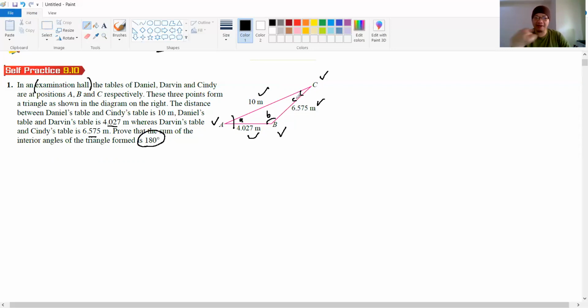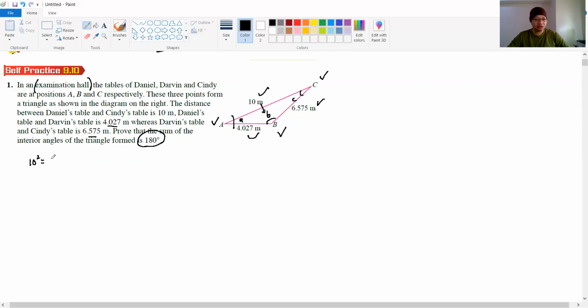That is your objective: you need to find A, B, and C. Since there is no angle given but all the lengths are given, we use 9.2, the cos rule. Let's start with 10 meters. The angle opposite 10 meters is B.